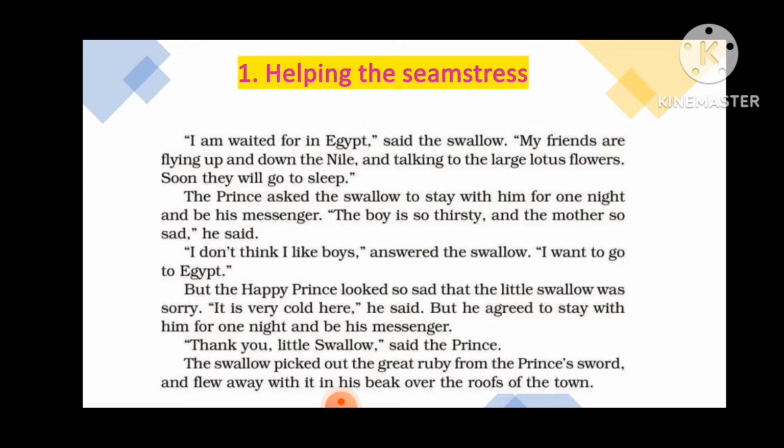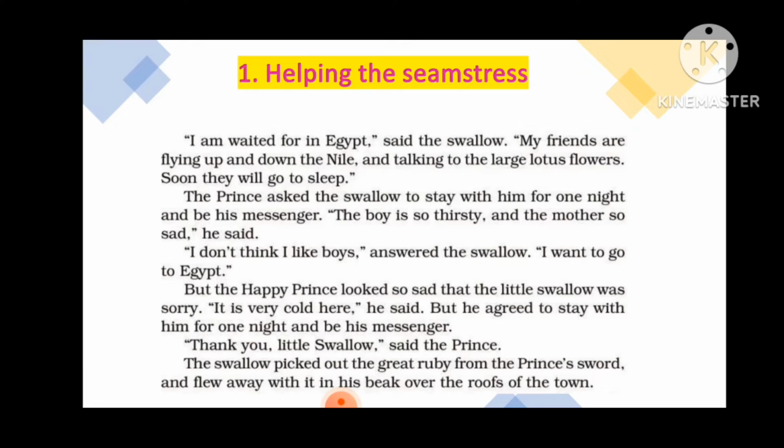Now the swallow tried to make some excuse. I am awaited in Egypt. My friends have already gone there. They are flying up and down the Nile River, and they are talking to large lotus flowers, and soon they will go to sleep. But the prince requested him to stay with him for one night and be his messenger, as the boy is thirsty and the mother is sad.